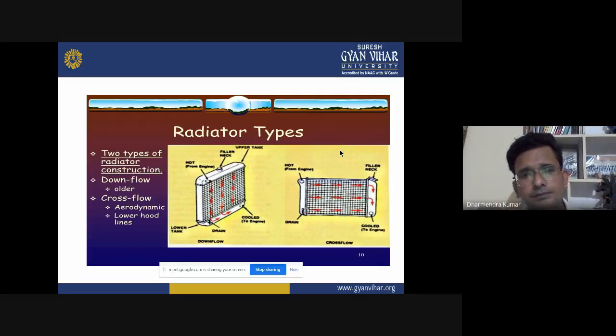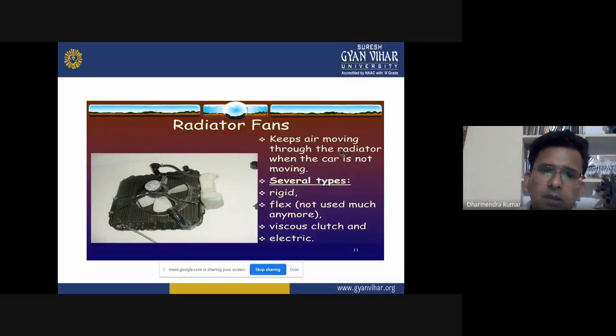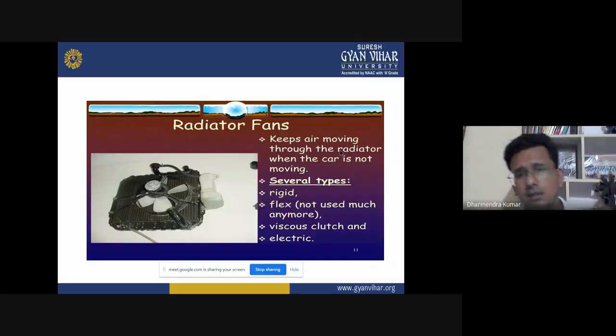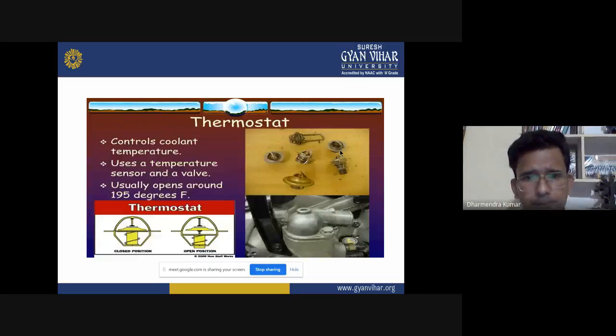used nowadays. Vehicles coming in the last 5 years are using crossflow radiator types. These are the radiator fans. They sit just behind the radiator, keeping air moving through the radiator when the car is not moving. There are several types of radiator fans: rigid, flex, and viscous clutch electric motor.